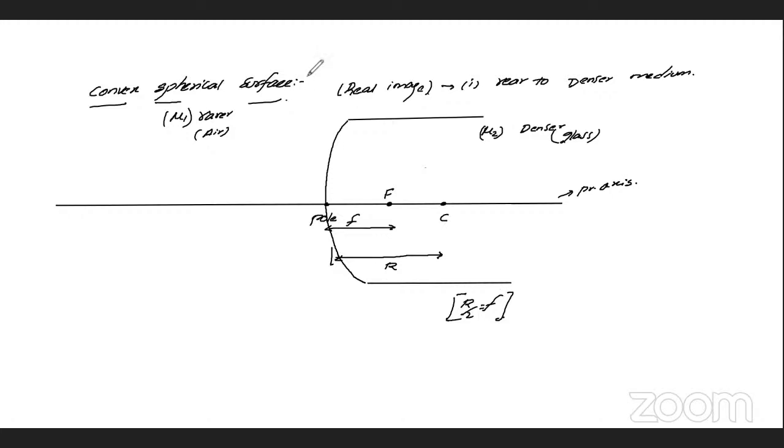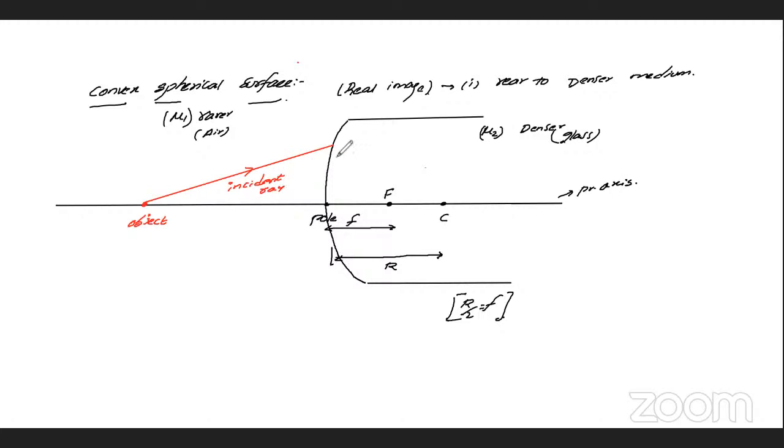Now let's see. I'm just taking an object from your rarer medium. This is your object. So what I'll do, I'll pass a light ray from a rarer medium towards a denser medium. The red color line is the light ray from the object. This light ray we call your incident ray. Because it is your first ray diagram, I'm just explaining, so please note it down. So this is your incident ray.